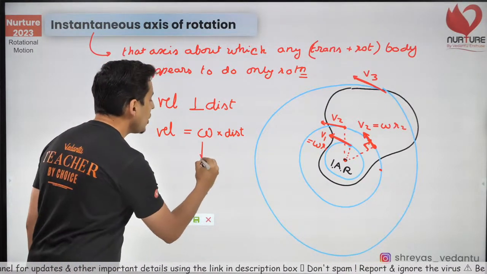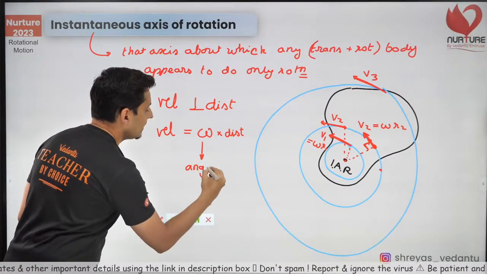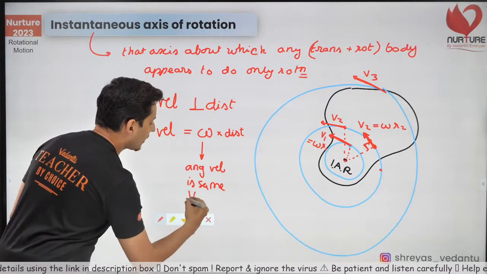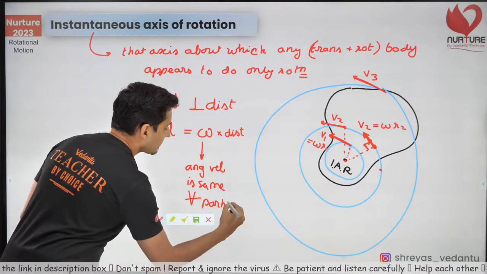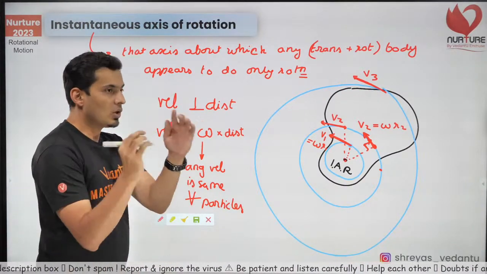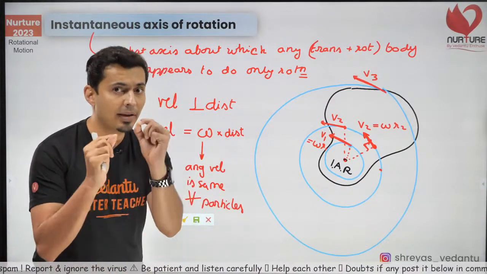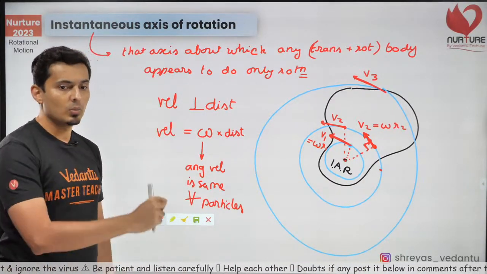This is very important. Omega, which is angular velocity, is the same for all particles. This is the same for all the particles because each particle will cover the same angle in the same time. So the angular velocity is the same. I hope that makes sense.